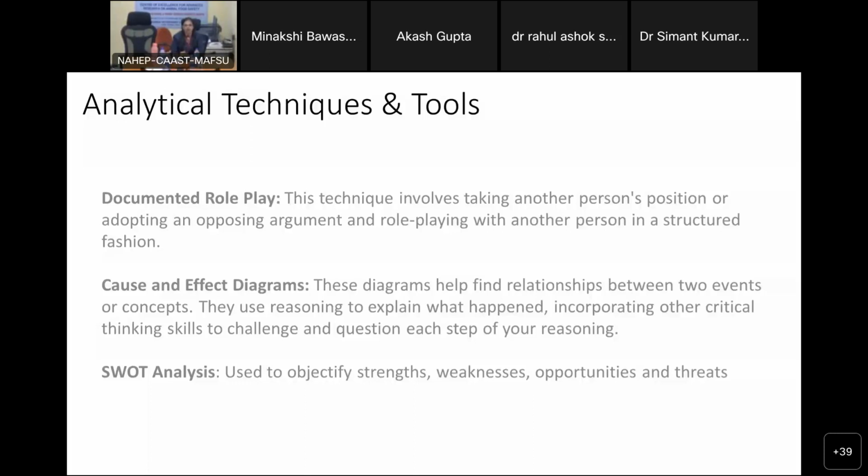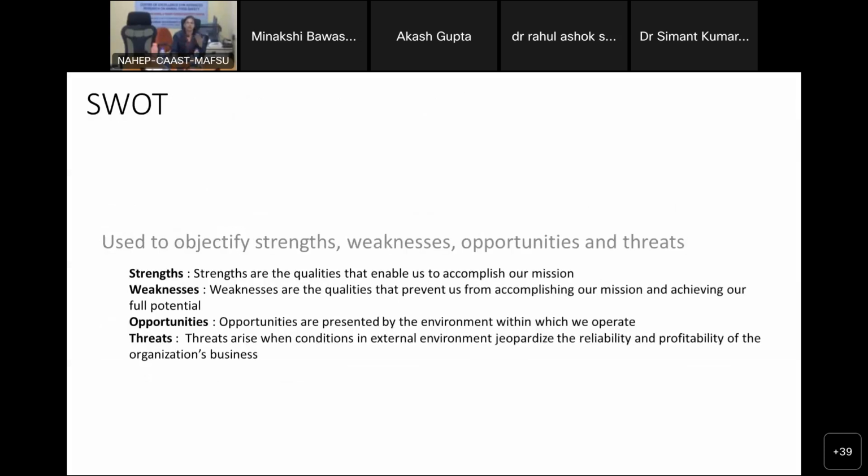SWOT analysis. What is SWOT? Yes, strength, weakness, opportunities, and threat. So this is used to objectify strengths, weaknesses, opportunities, and threats. Threat areas, generally people get confused. Though it is a very, very old model, this is one of the very effective models.